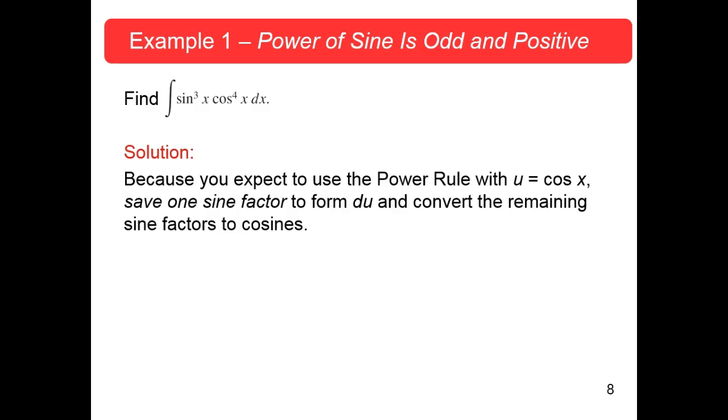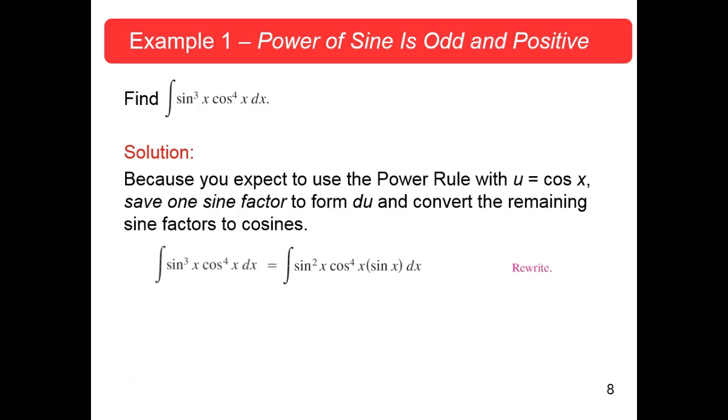Because you expect to use the power rule with u equal cosine x. Now, why would you expect that? Because you pick the odd exponent, and let that pull out the sine x dx. That leaves the other being even then. Save one sine factor to form du and convert the remaining sine factors to cosine, which was pretty easy in this case because you only had 2 left. So this is what we did. We took one of these 3 and put it with the dx and left the other 2 out front. So that would be sine squared x, cosine 4th x, sine x dx.